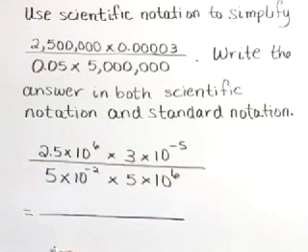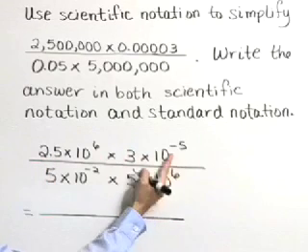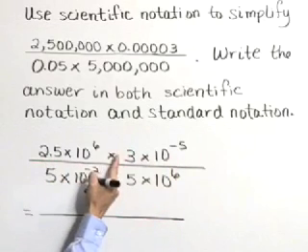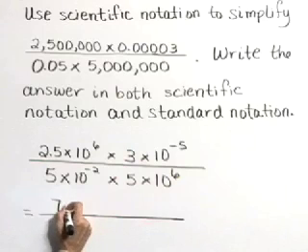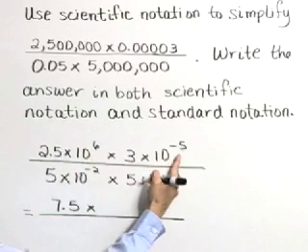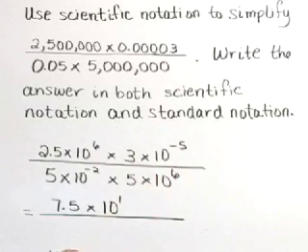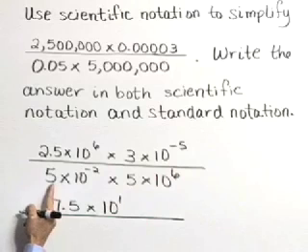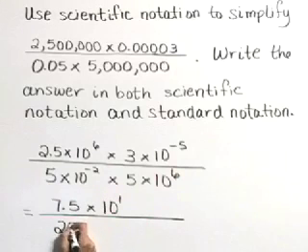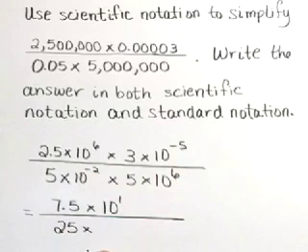Now let's begin to multiply. We can multiply these factors in any order that we choose. So let's start with the 2.5 times 3, which is 7.5. 10 to the 6th times 10 to the negative 5th, adding exponents, is 10 to the 1st power. In the denominator, 5 times 5 is 25, times 10 to the negative 2 times 10 to the 6th, adding exponents, is 10 to the 4th.